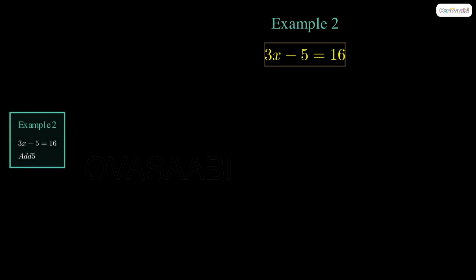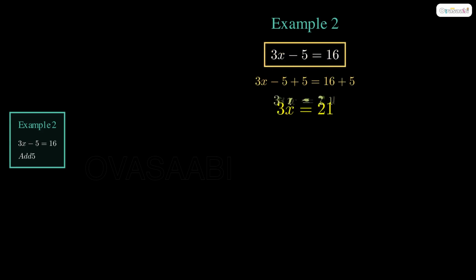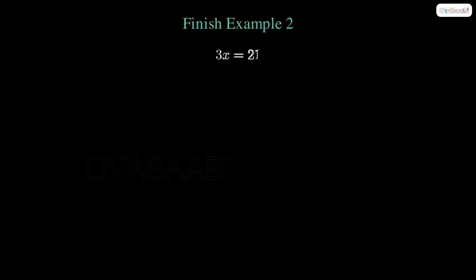Example 2 is slightly harder. 3x - 5 = 16. Remove -5 by adding 5 to both sides. 3x = 21 means 3 equal bundles make 21. Divide both sides by 3, so x = 7. The check works.